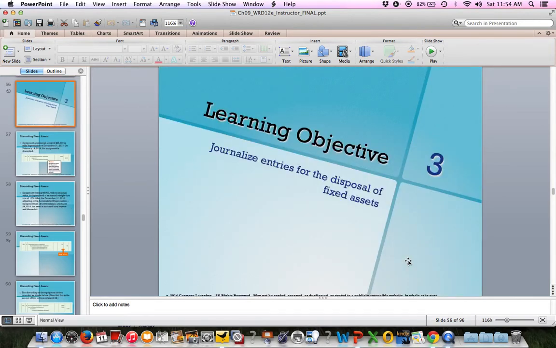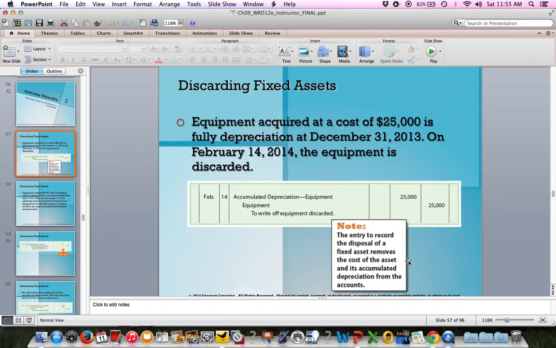Okay, we have not done journal entries yet, so let's move on to journal entries. It says here, equipment acquired at a cost of $25,000 is fully depreciated on December 31, 2013. On February 14, 2014, we discard it. Basically, we're writing off equipment that's been discarded. You can see here, we depreciated it all away. There's no residual value to think about. And so we make this entry.